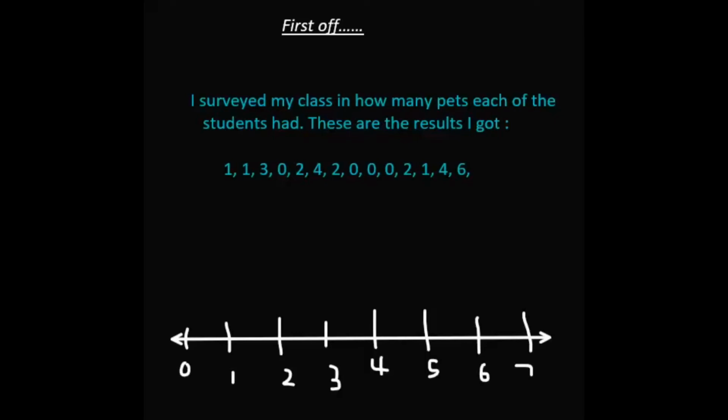So first off, I have a prompt for you here. It says, I surveyed my class on how many pets each of the students had. These are the results I got. So these are the numbers I got for each student. So it looks like there's a lot of zeros, ones, twos, fours, and a 6. Oh, 6 is a pretty big amount of pets. Okay, so now we're going to graph all this down onto a number line.